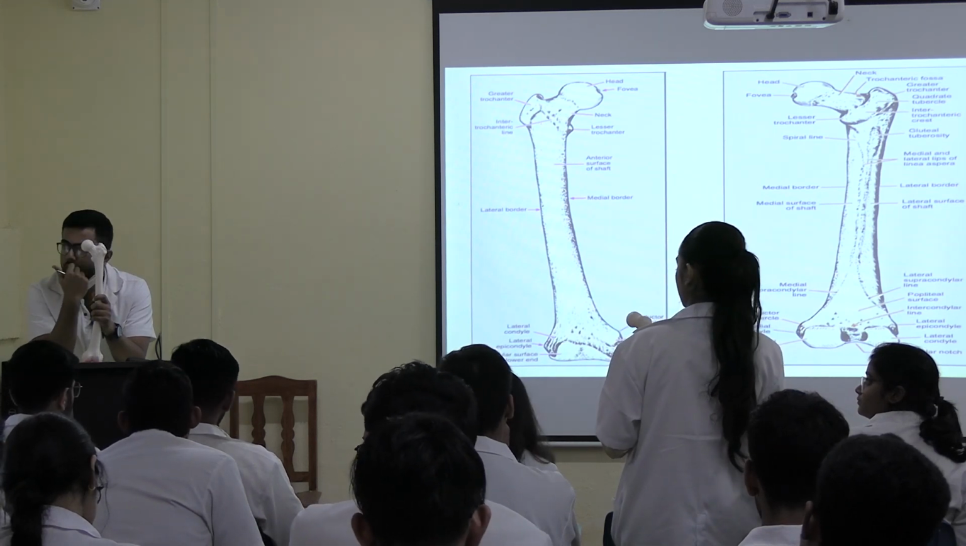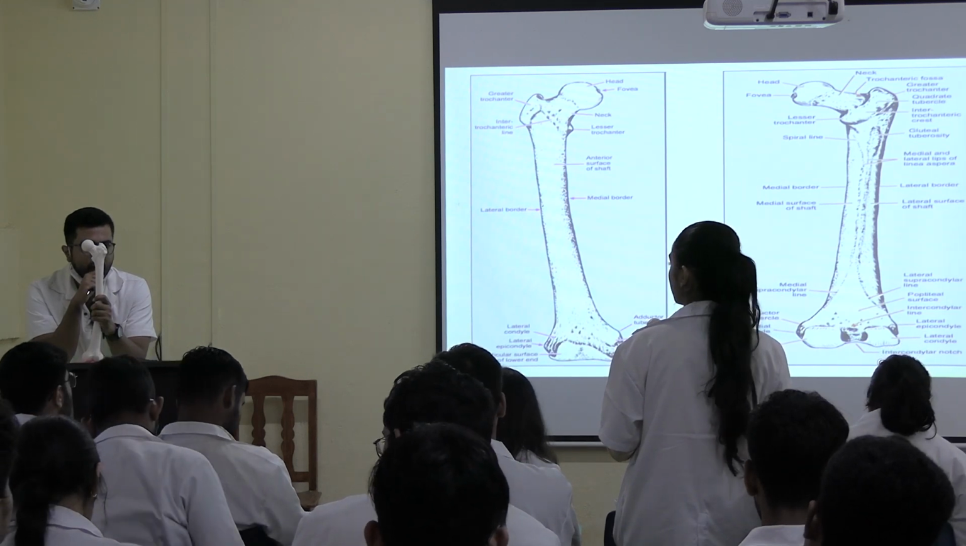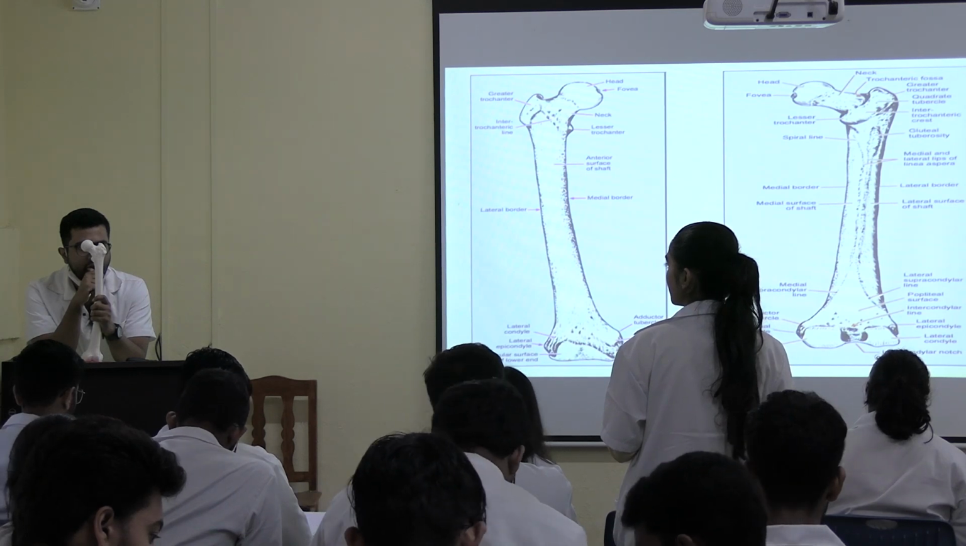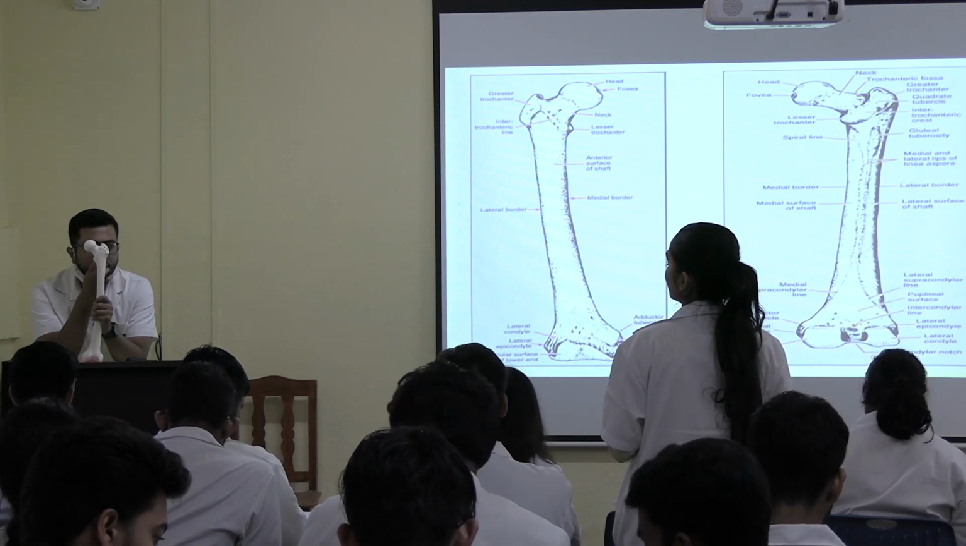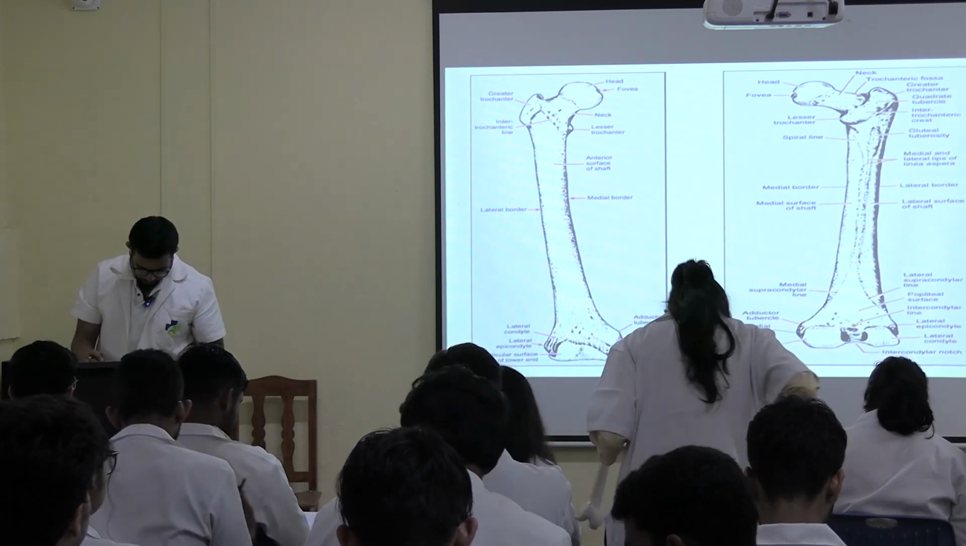And what are the surfaces of greater trochanter? How many surfaces? What are those? Anterior, posterior. Anterior, lateral and medial. Sit down.